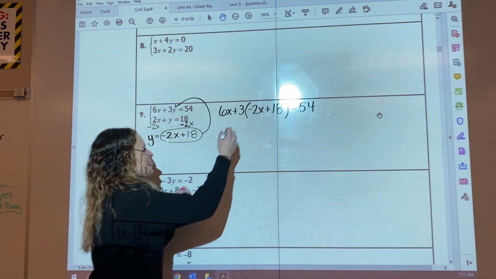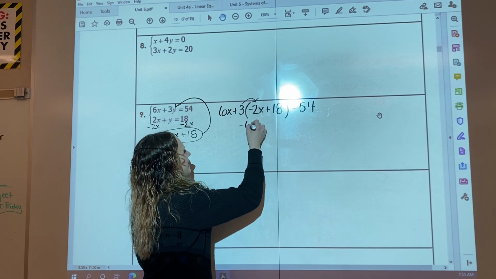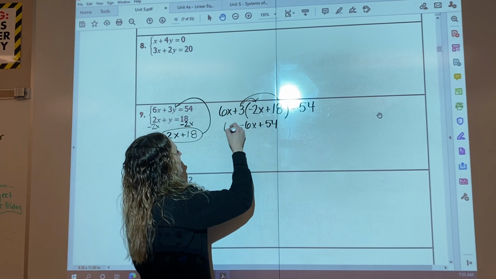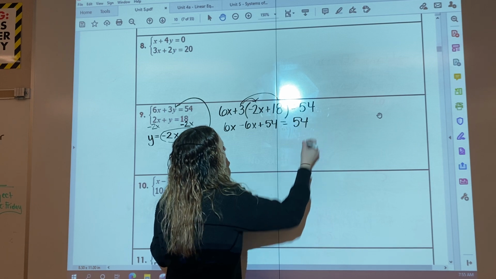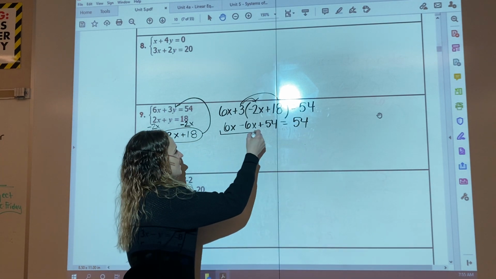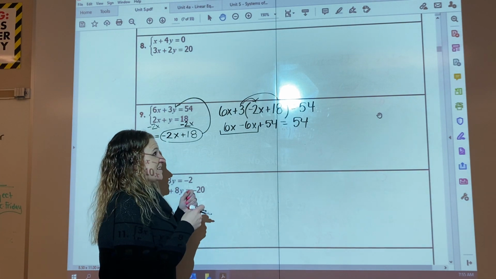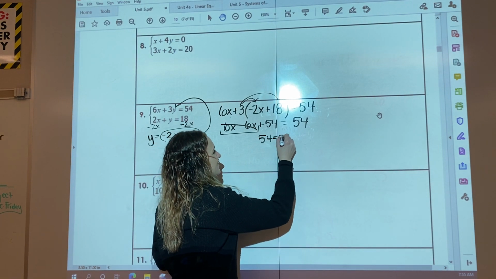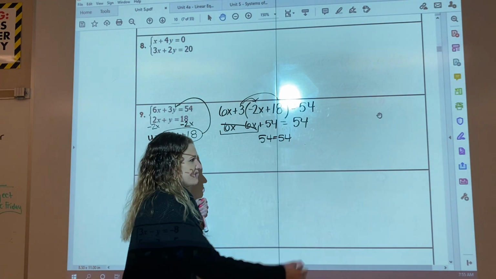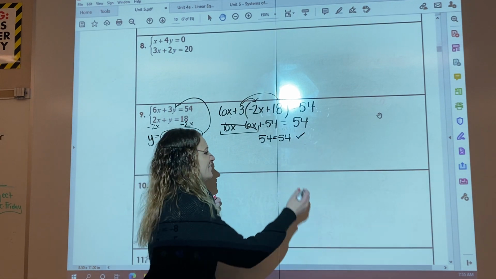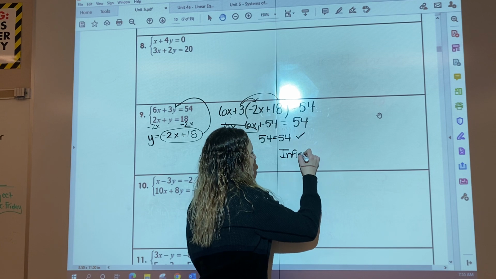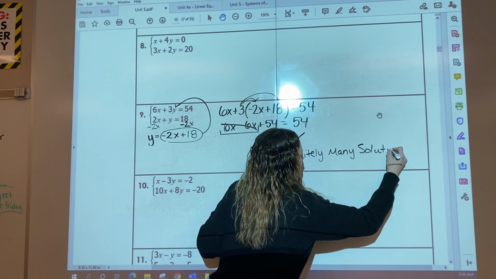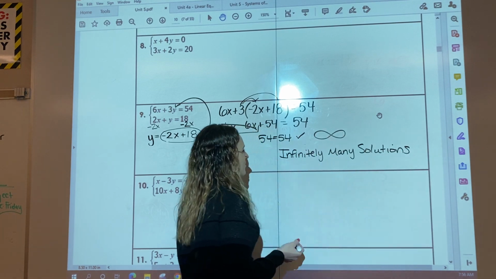All right, let's distribute. 3 times negative 2x is negative 6x. 3 times 18, I believe, is 54. I'm going to bring down my 6x. Well, I have a positive 6x and a negative 6x. They cancel each other out, leaving me with 54 equals 54. That is a true statement. So that means I have infinitely many solutions. Why do I have infinitely many solutions? Because it's the same line.